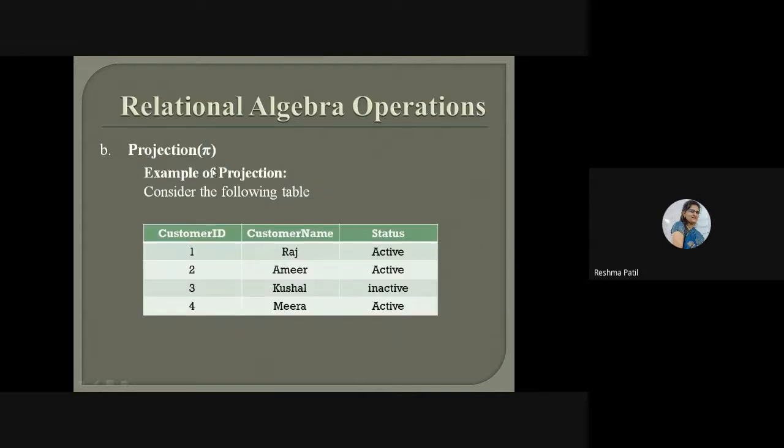So this is your example. Suppose this is your table: customer ID, customer name and status. Three attributes are there, and these are the values, or records, of the table.